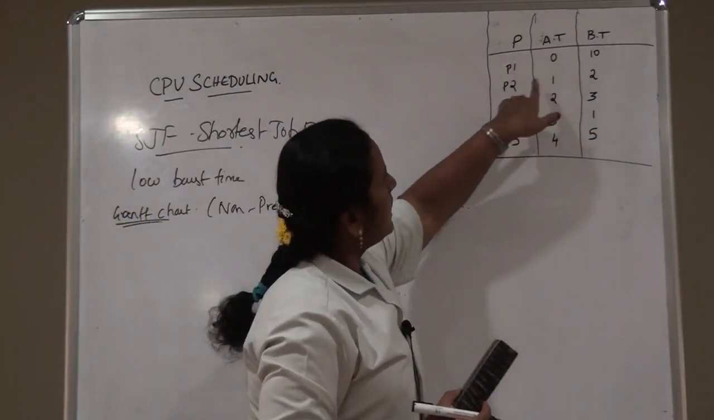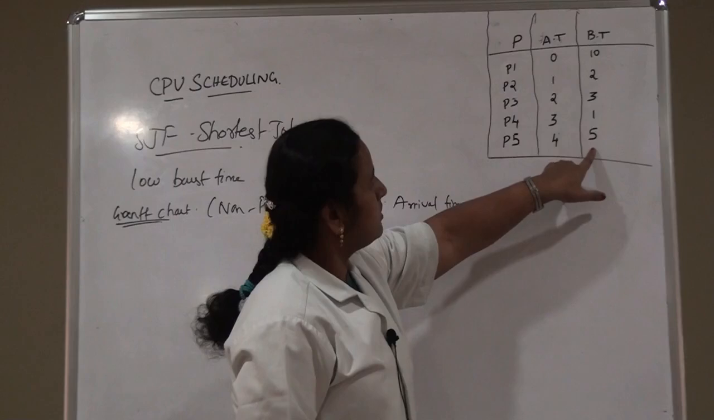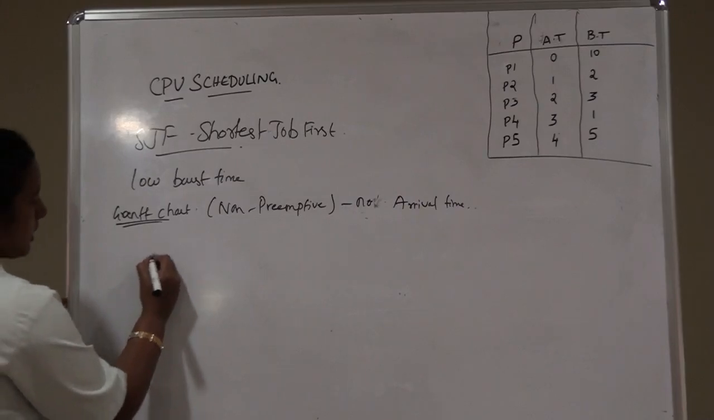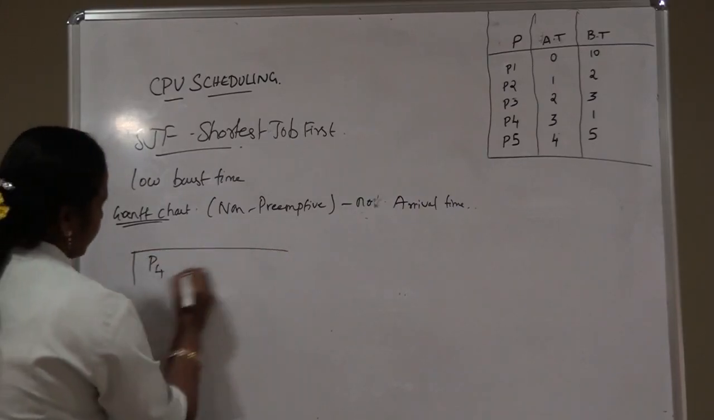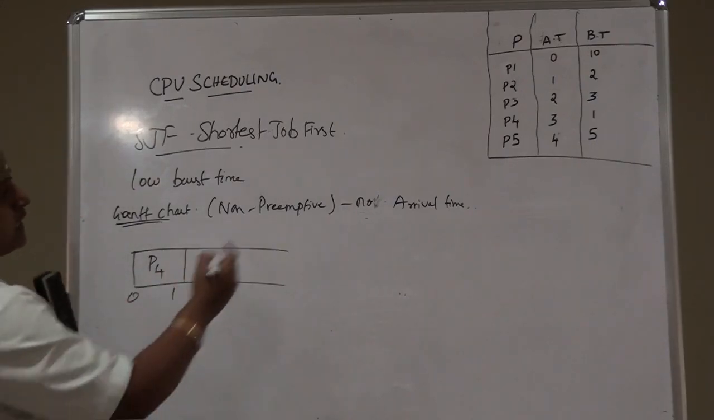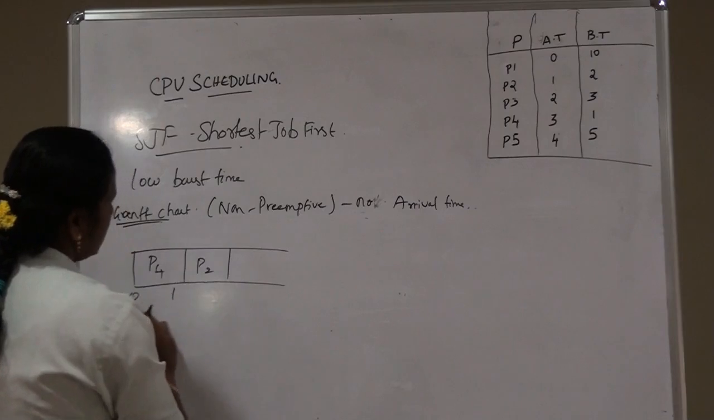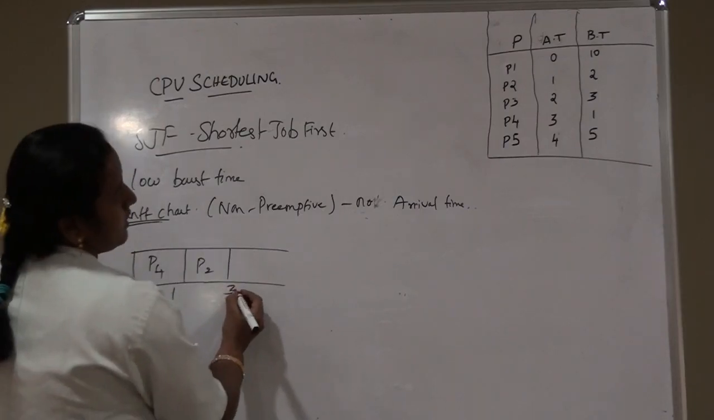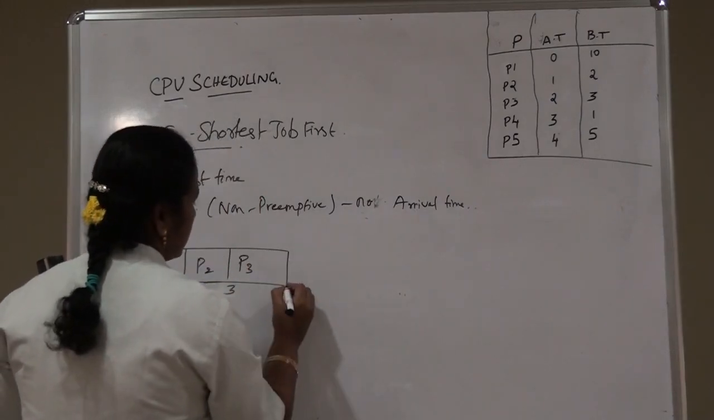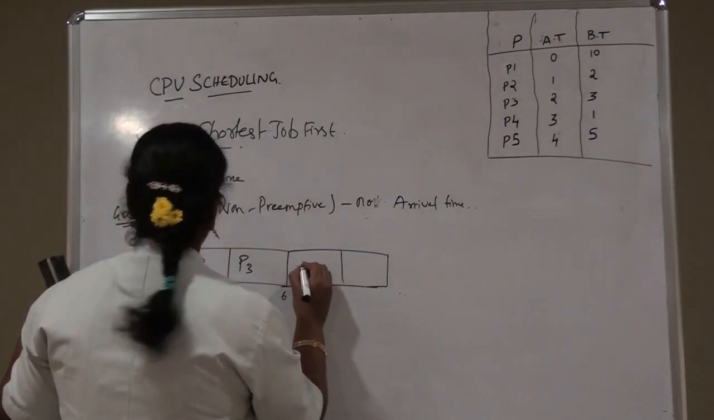By that method, when you draw the diagram, the burst times are: P1 is 10, P2 is 2, P3 is 3, P4 is 1 and P5 is 5. So the least one is P4, so I am taking P4 first. Its burst time is 1, so at 1 millisecond it is completed. Next I am going to take P2 since it has burst time 2. So for P2, 1 plus 2 is 3. Next is P3, which has 3 milliseconds. So P3, 3 plus 3 is 6. Next is P5.